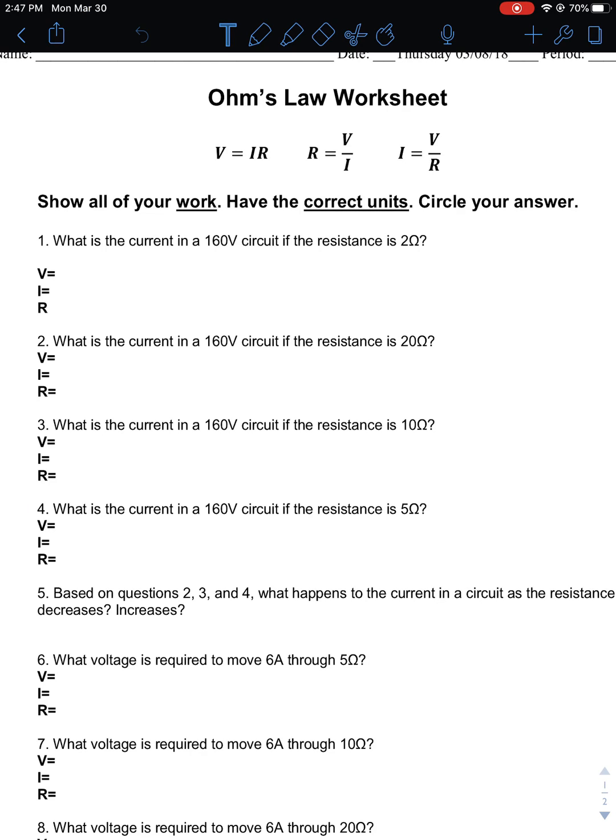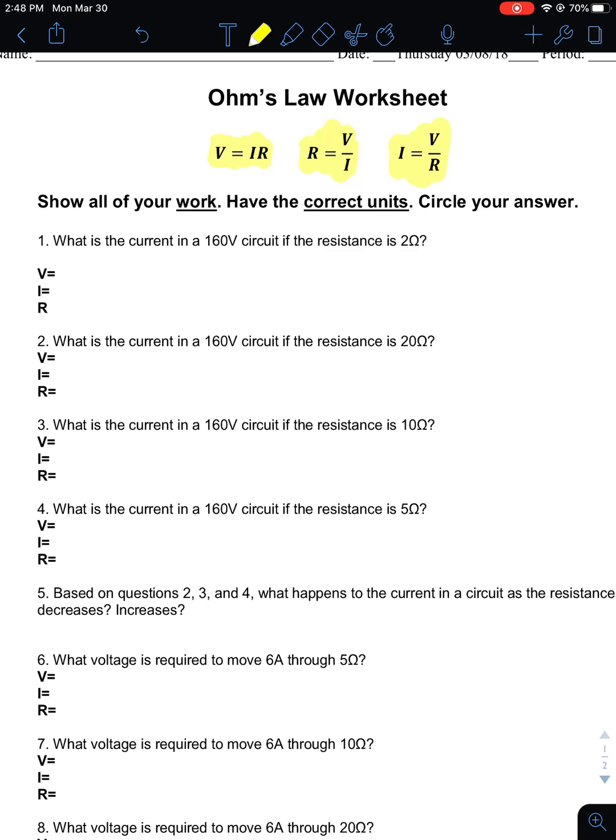All right, this is a little review of Ohm's law, and this is the worksheet we want you to do for extra practice. So just going to highlight a few things for you. You have your three formulas up top: V equals I times R, R equals V over I, and I equals V divided by R. I, of course, is current, V is voltage, and R is resistance.